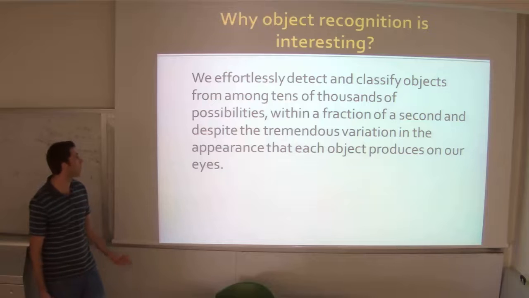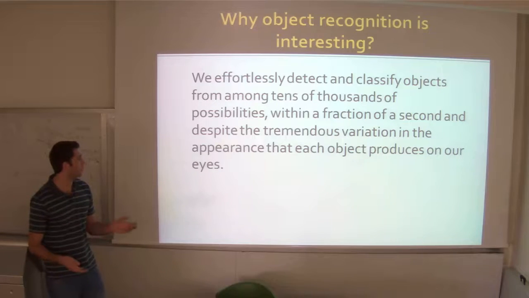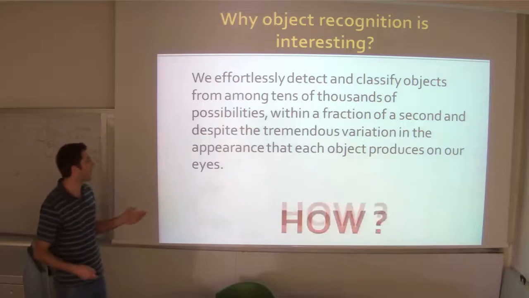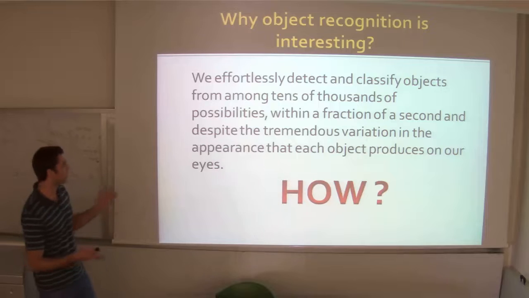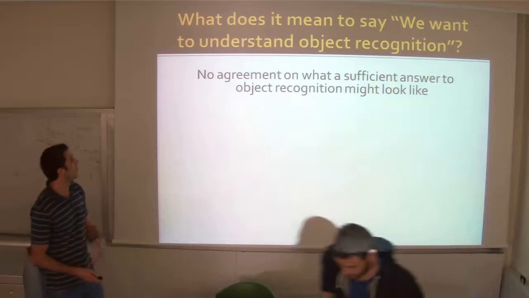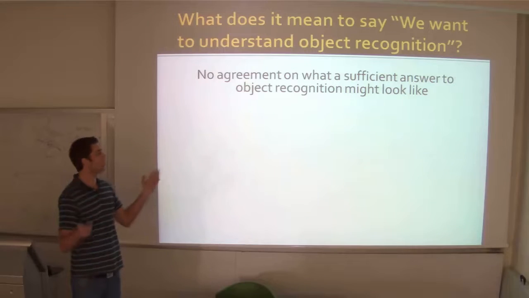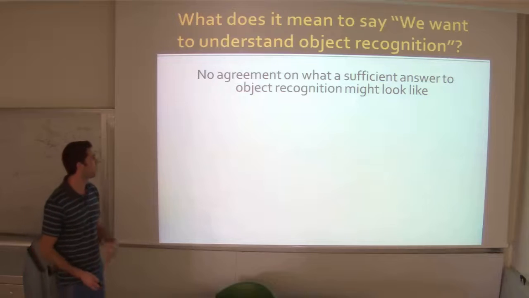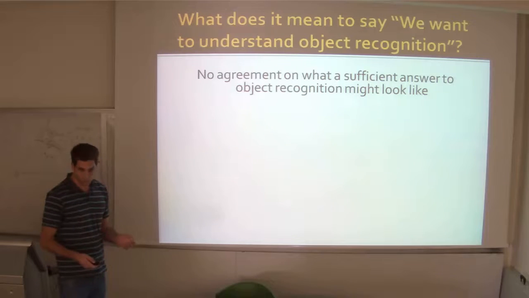That is despite tremendous variation in the appearance of each object. Okay, so the big question is, how? How do we do it? It's not a very well-defined question. What does it really mean to say we want to understand object recognition? Actually, there is no real agreement about what a sufficient answer to this question might be.